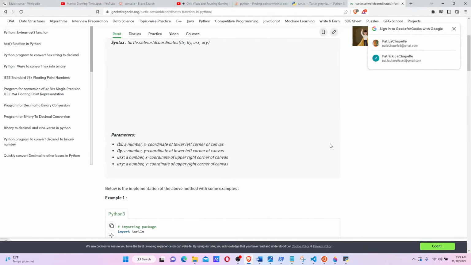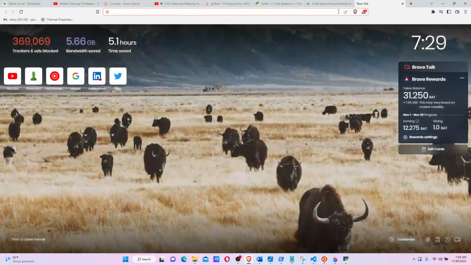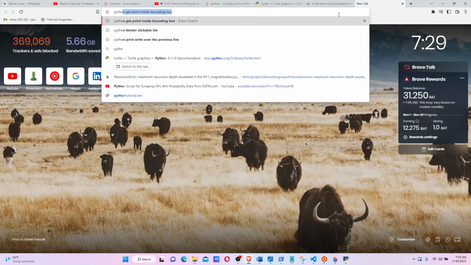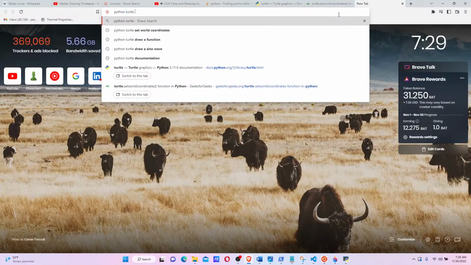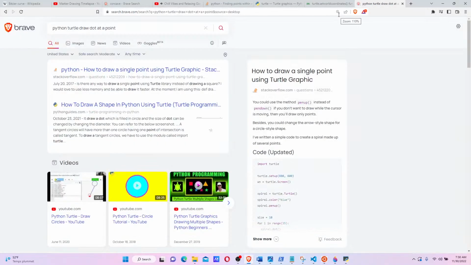Okay, next thing to figure out, what I think I'm going to try to do is recreate this without the dots. Hey! The dots are growling at each other. Bad. Okay. Python turtle draw dot at a point. Wonder if this is possible.